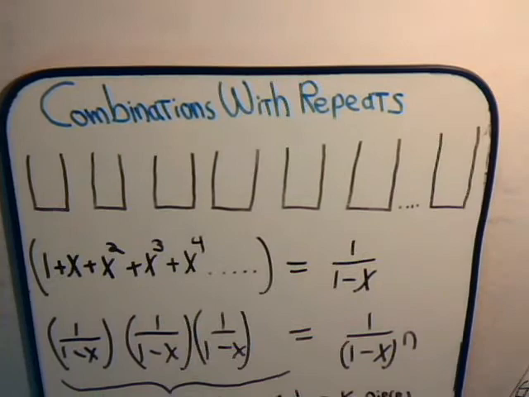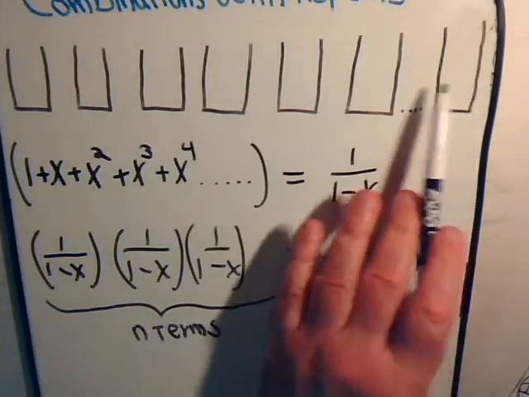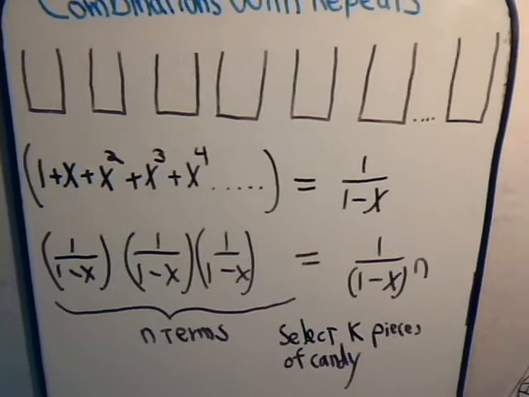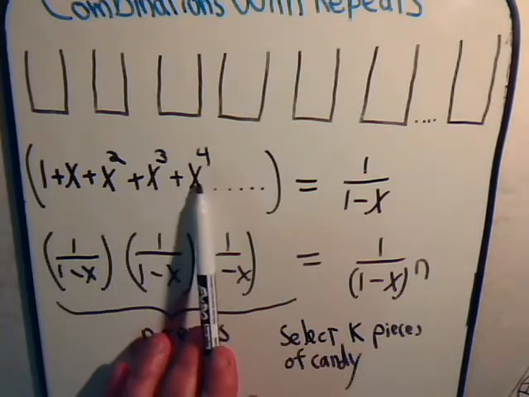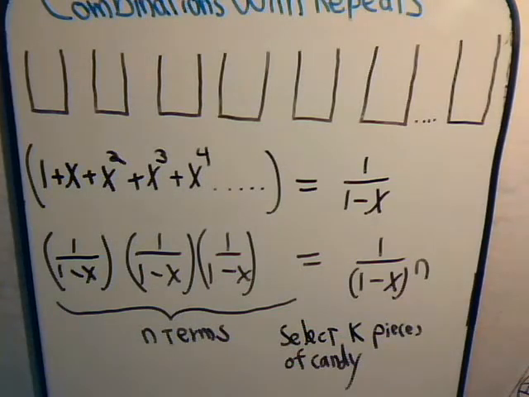Of candy. So here we have n crates. When we consider the situation for each crate, the generating function is represented by this function. So we multiply all of them together, and we get this expression. Now, we'll say we're going to select k pieces of candy.